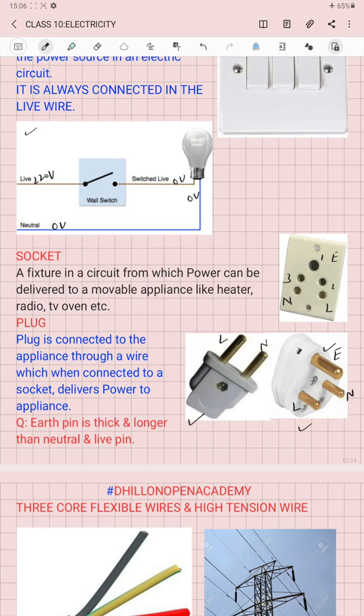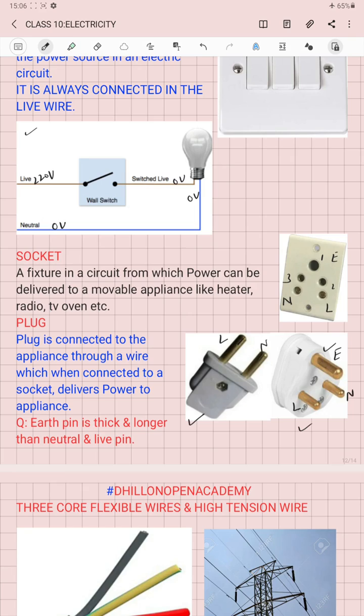The second function is to provide safety to the consumer. The earth pin is longer so that whenever the plug is inserted into the socket, the metal body of the appliance, with the help of this earth pin present on the plug, is the first to come in contact with the earth wire connected to the earth cylinder in the socket. Thereafter, when the plug is inserted properly in the socket, the live and neutral wires come into connection with their respective neutral and live wires in the socket.